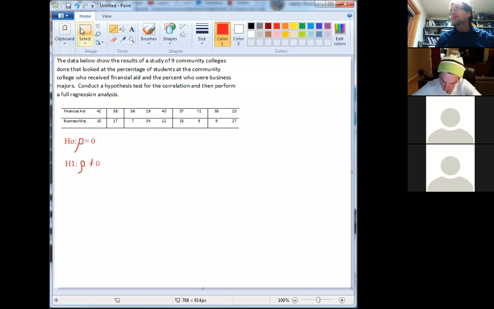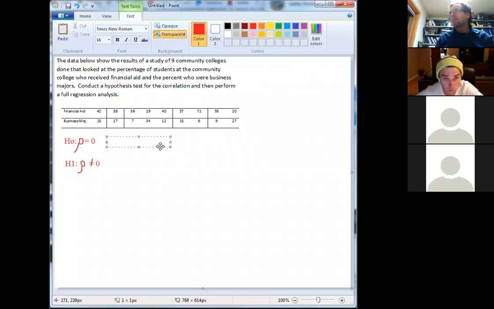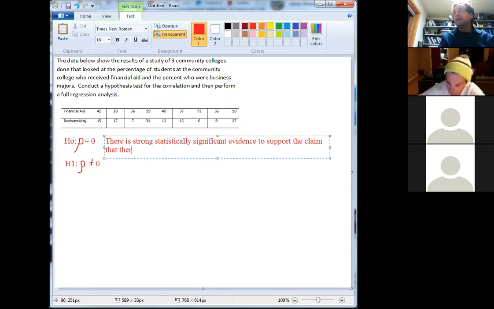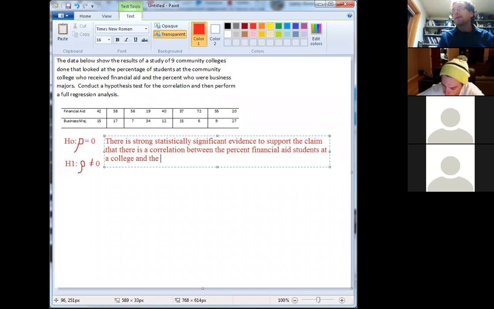So in particular, there is strong statistically significant evidence to support the claim that there is a correlation between the percent financial aid students at a college and the percentage of business majors. Any questions on that?